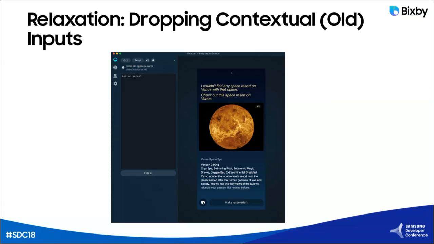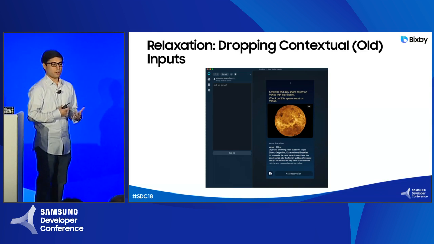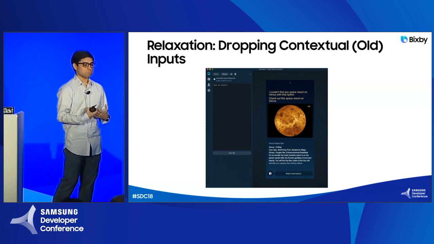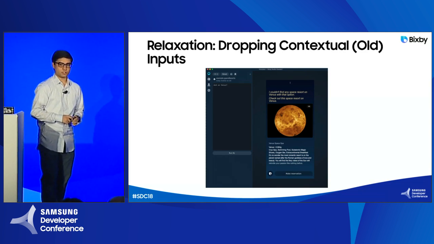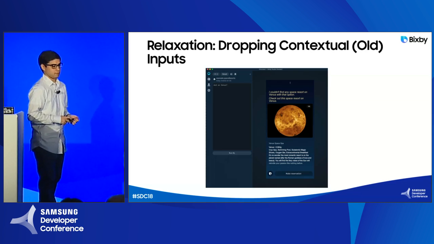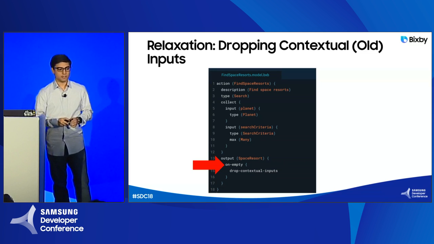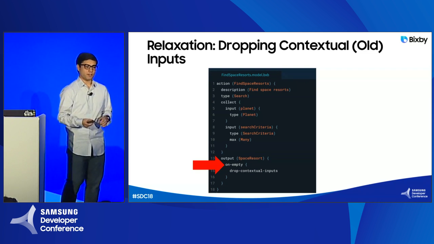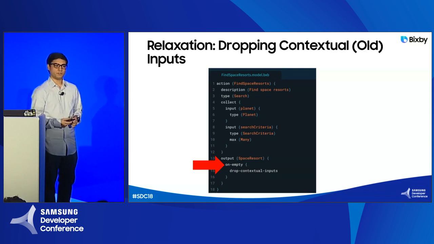So constraint relaxation is a way to answer the current question at hand. And ones on Venus? Well, it couldn't find ones that met all of the contextual inputs, so Bixby just dropped those contextual inputs in favor of your new search criteria. To add this to our model, you simply declare in the output block on empty, just drop the contextual inputs. This way, Bixby changes its behavior to try to answer your question and to avoid getting an empty result.